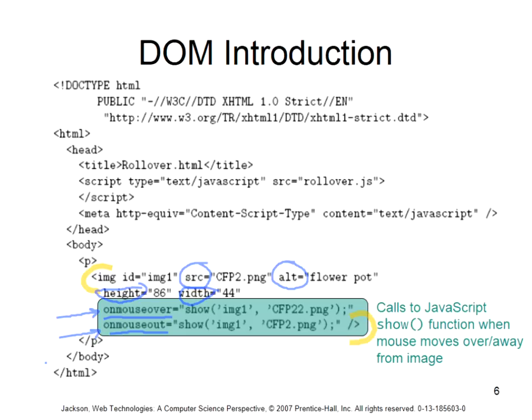So show is a JavaScript function here. How many arguments does this function contain? Two. The first one is a string indicating the ID of the image. And the second one is a string that indicates the src, or the name of the image file. Okay? So where can we find this function?